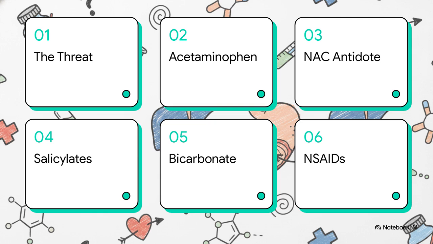Okay, let's take a quick look at our roadmap for today. 1. The medicine cabinet threat. 2. Acetaminophen, the liver's limit. 3. NAC, the glutathione substitute. 4. Salicylates, the acid-base battle. 5. Bicarbonate, the ion trapper. And finally, 6. NSAIDs, the antidote-free outlier.